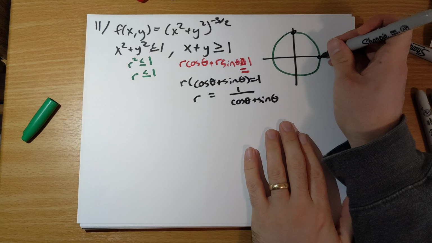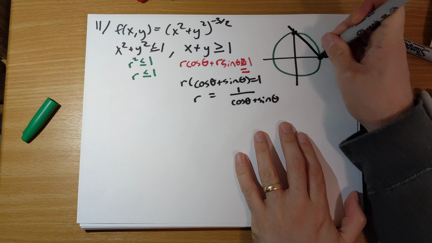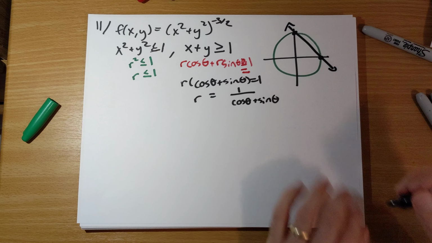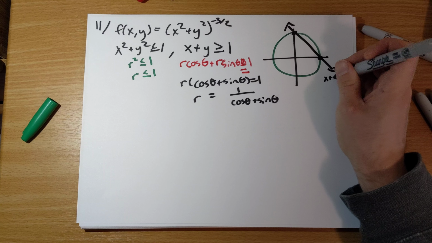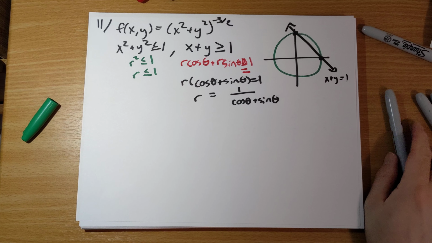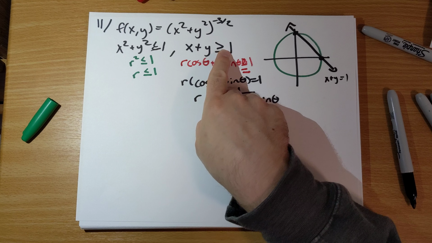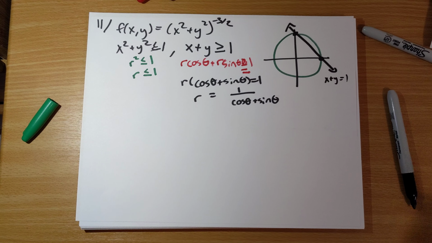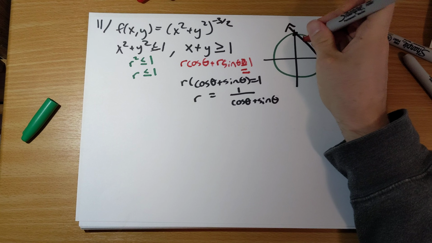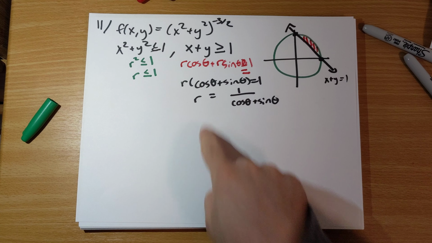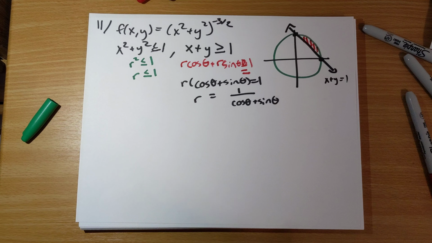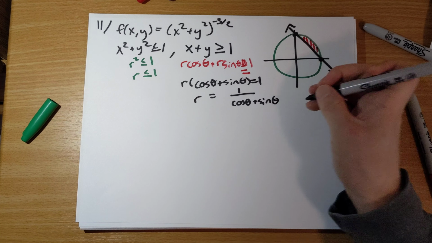Of course, we know just from plotting x plus y is equal to 1. We know that's the equation of x plus y is equal to 1 right there. And we want x plus y to be greater than or equal to 1. So the region in question is this little moon-shaped region right there. And this line now has polar equation r is 1 over cosine theta plus sine theta.